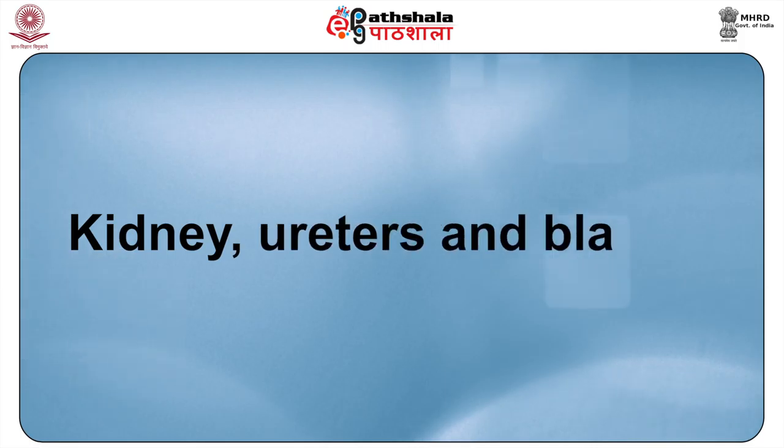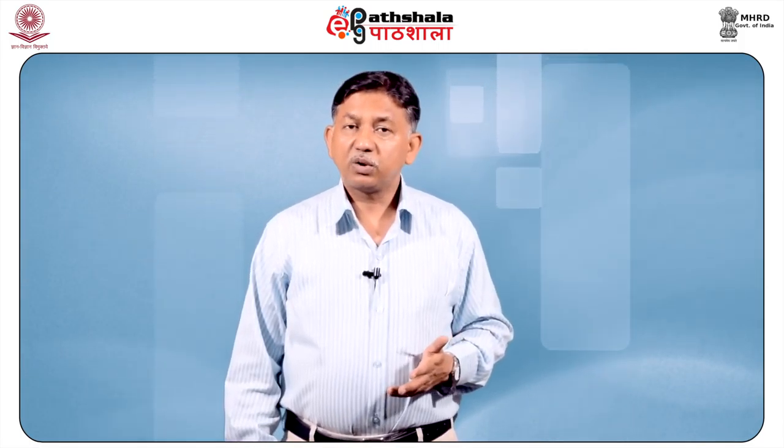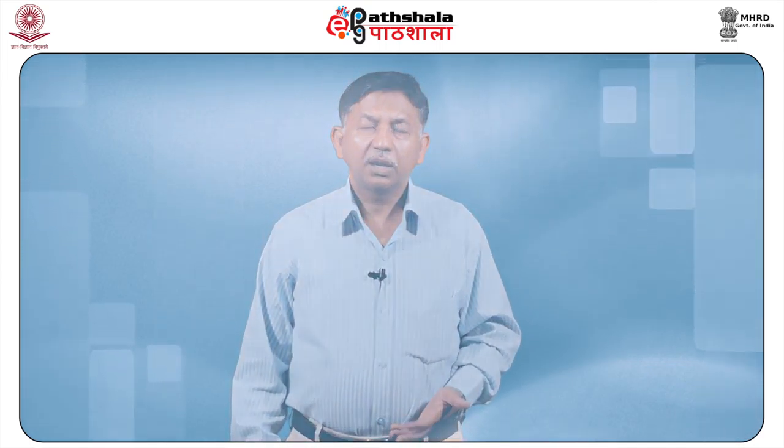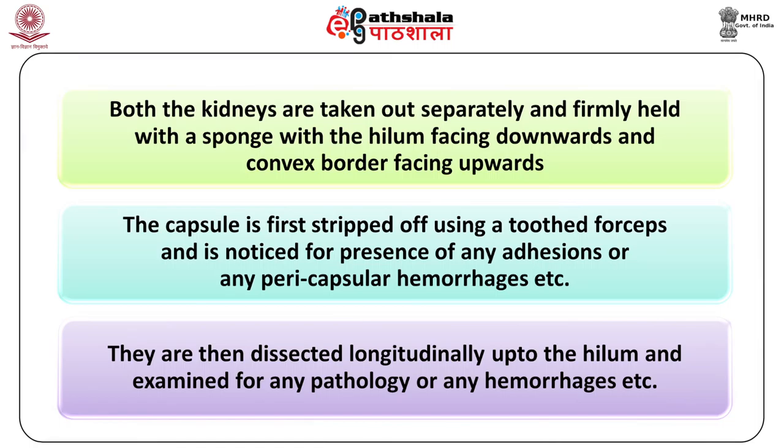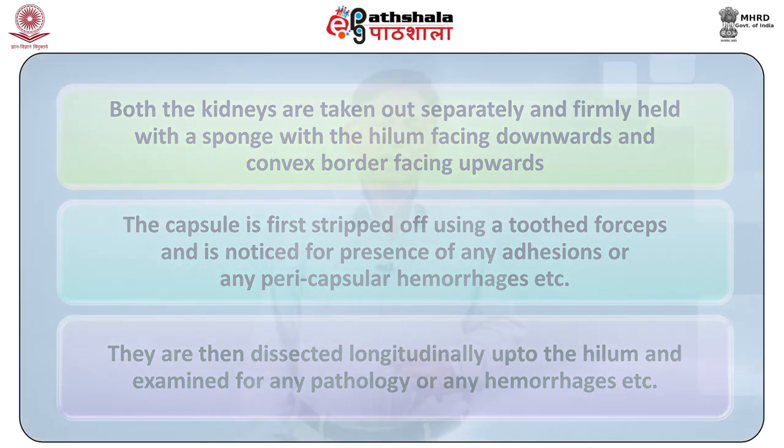Then the kidneys, ureters and urinary bladder. These are retroperitoneal organs, so they are to be separated, removing the fatty tissue and peritoneal covering. Both the kidneys are taken out separately and firmly held with a sponge with the hilum facing downwards and convex border facing upwards. The capsule is first stripped off using a toothed forceps and is noticed for presence of any adhesions or any pericapsular hemorrhages. They are then dissected longitudinally up to the hilum and examined for any pathology or any hemorrhage, etc.